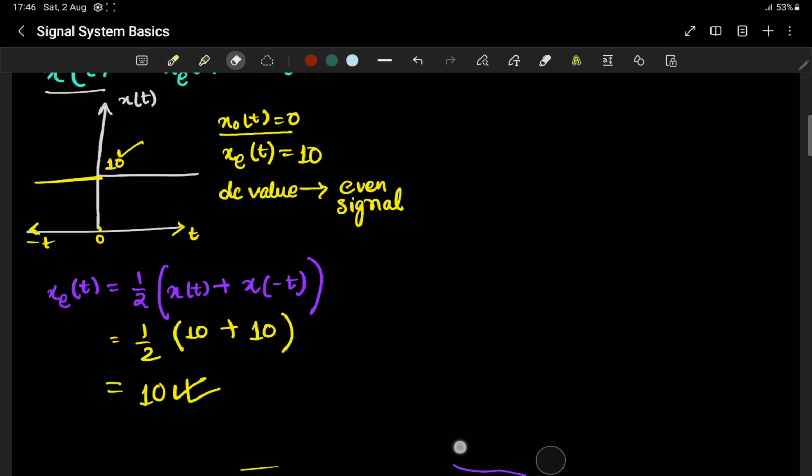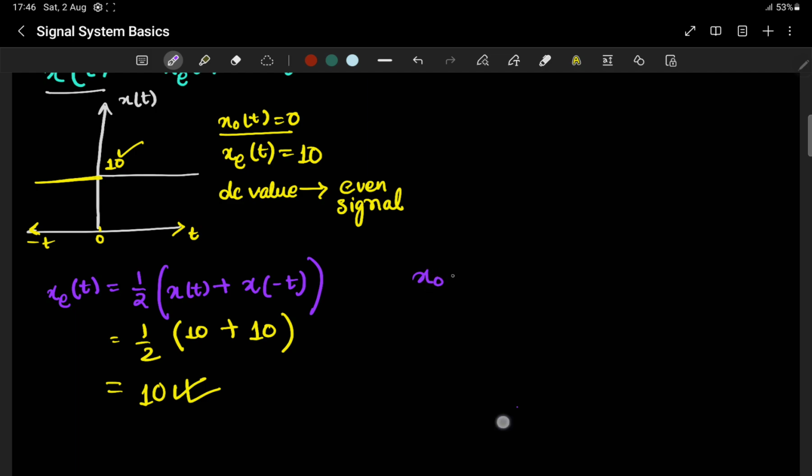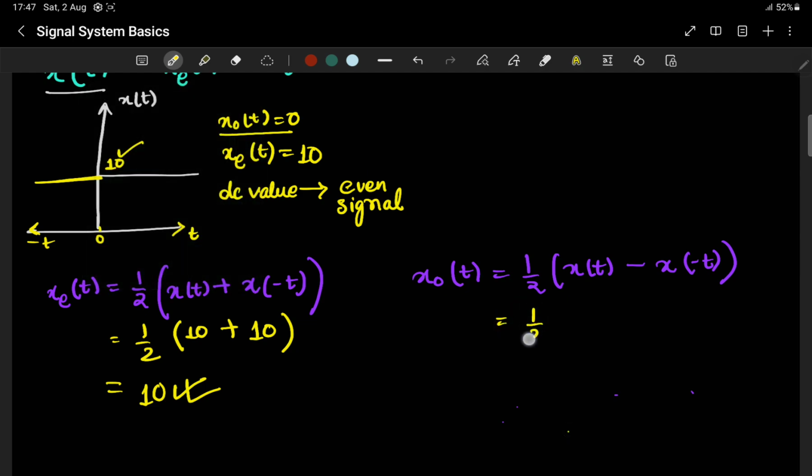And if I take the odd signal, let me take the odd component for you. x_o(t) is equals to half our initial signal minus, I am marking my word, the signal after the time reversal, which is going to be our x(-t). So here, when I come to this point, this is our 1 by 2.